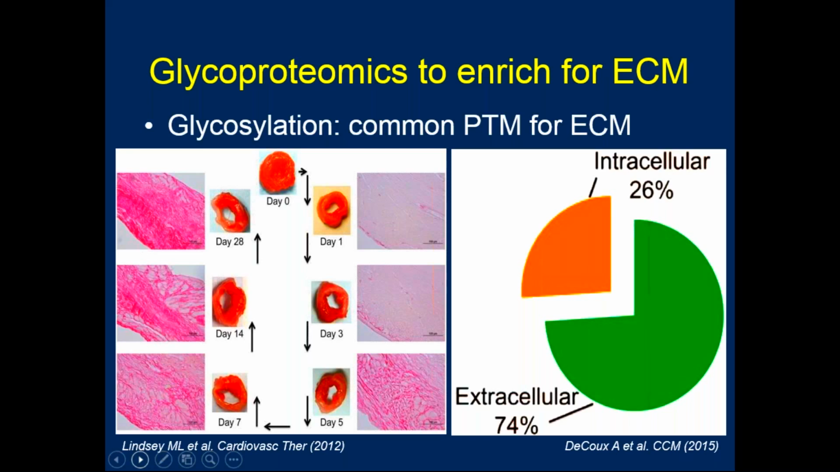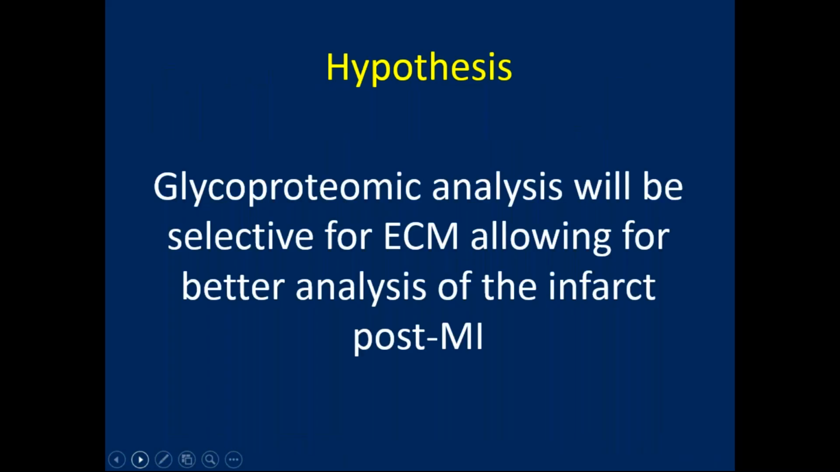On the left, the figure shows the collagen changes post-MI. After an MI, the scar is mainly composed of ECM and collagen proteins. On the right is an example of how we use glycoproteomics to enrich for extracellular matrix proteins. This was in patient plasma from a sepsis study that we published back in 2015. Using this approach, we were able to enrich such that 74% of the proteins identified were in the extracellular region. So our hypothesis was that we can use glycoproteomics to be selective for ECM, and that this will allow us to better analyze the infarct post-MI.